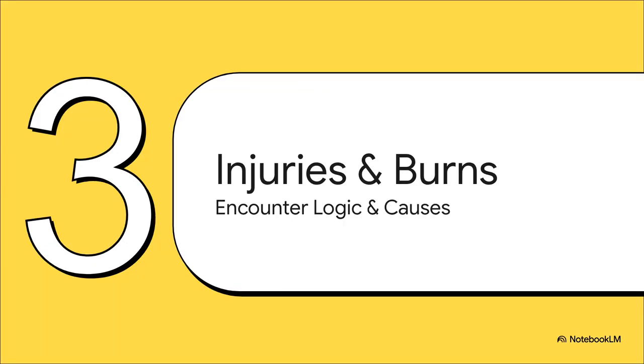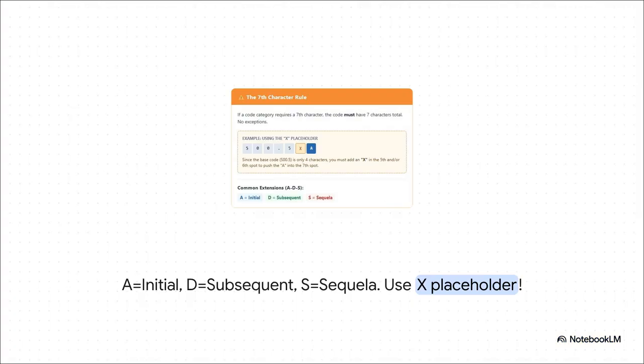Next up, injuries, fractures, and burns. This section is notorious for rigorously testing your attention to encounter logic and external causes. Now, what's really interesting here is the critical X placeholder rule. For injuries, the 7th character extension is simply non-negotiable. A is for the initial encounter, D is for subsequent encounters during routine healing, and S is for sequela. If your base code is only 4 or 5 characters long, you literally have to use an X placeholder in those empty spots just to push that A, D, or S into the 7th position. Without it, your code is totally invalid.